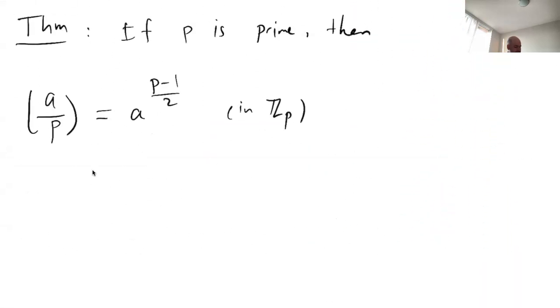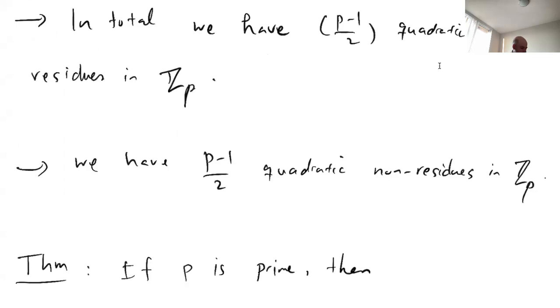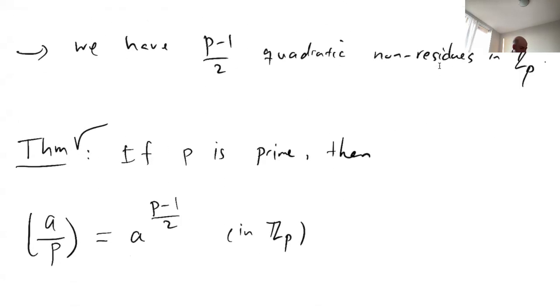So the right side is also either 1 or minus 1, and the left side is also always 1 or minus 1. And we are claiming that these 2 numbers are always equal to each other. This theorem is called the Euler criterion.